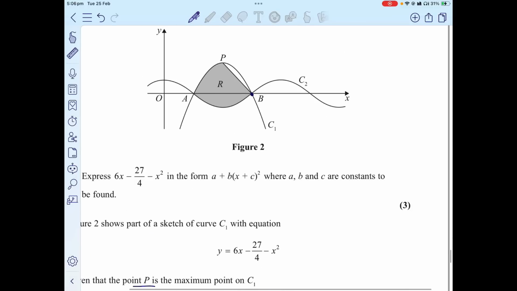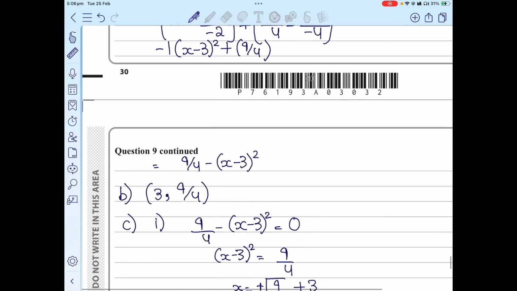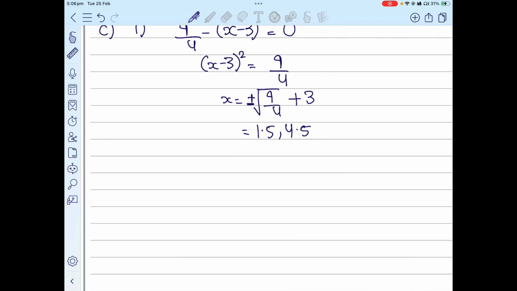As you can see, there are two points A and B. One is 1.5 and one is 4.5. Obviously B is 4.5 because B is greater than A. So the x coordinate of B is 4.5, which can be written as 9 over 2. After that, we are going to move to the second part.